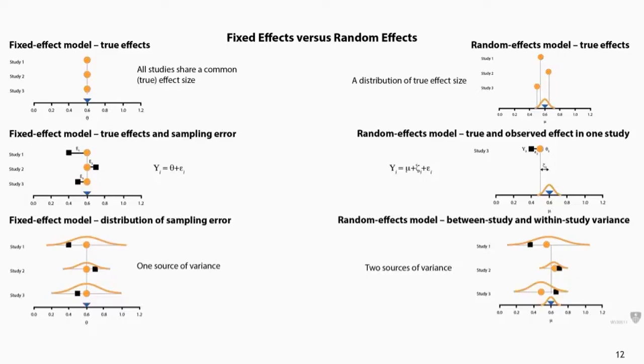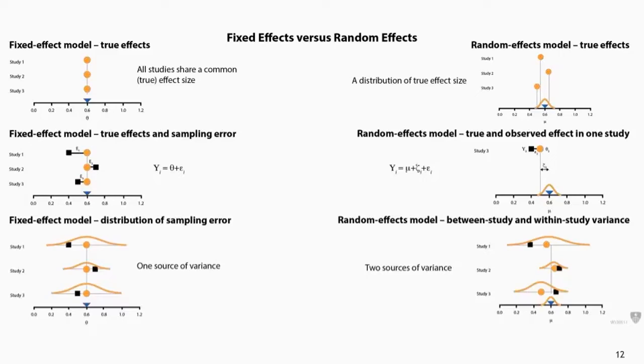And that's why you have to capture them in your analysis using the two slightly different equations. Under the fixed effect model, yi equals theta plus your error term within study. However, under the random effects model, yi equals mu, the grand mean, plus zi, that captures the distance of each circle from that triangle, plus epsilon i, the error term. Again, the difference is that under the fixed effect model, there's one source of variance. If you look at the last set of figures, there's only one source of variance, which is captured by that normal curve for each study.